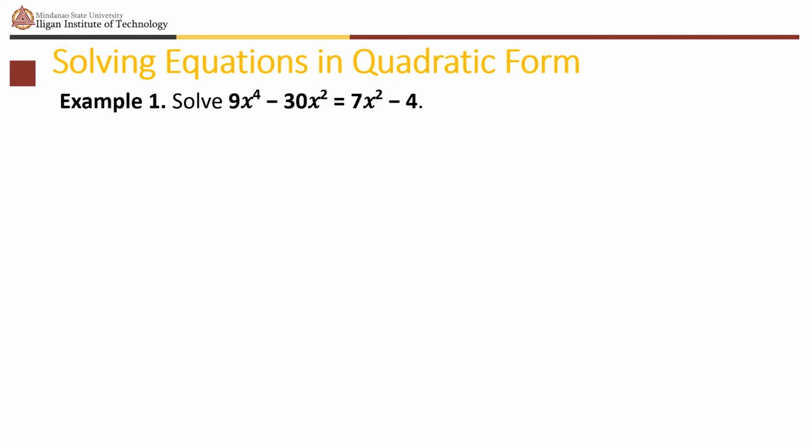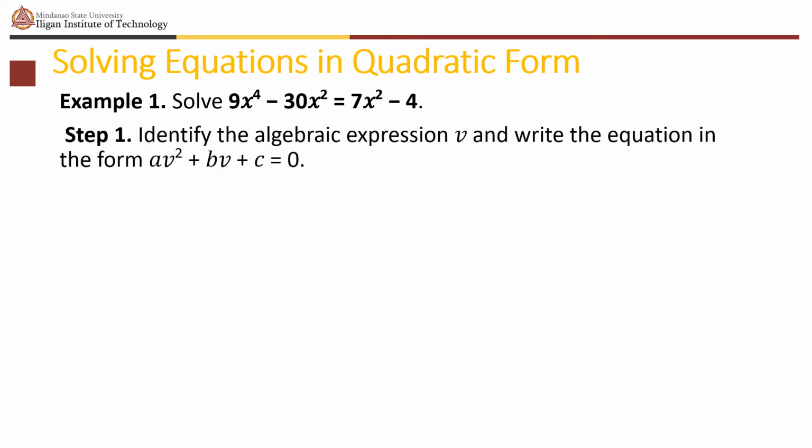Notice that this equation looks like it's not in quadratic form because we have x to the fourth, but this is in quadratic form. How do we do that? Identify the algebraic expression v and write the equation in the form av squared plus bv plus c equal to 0.